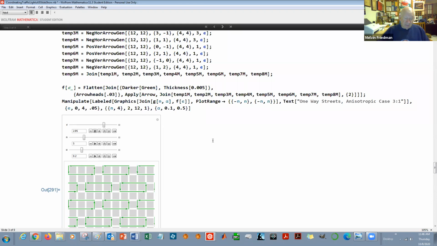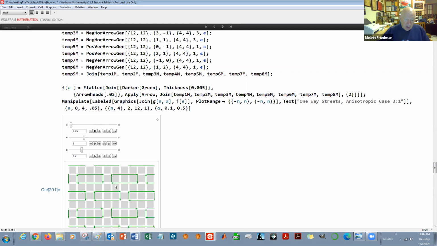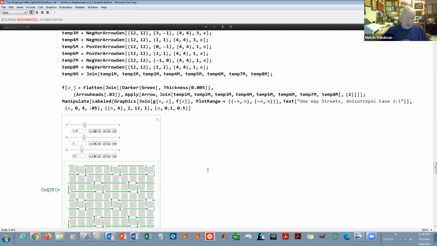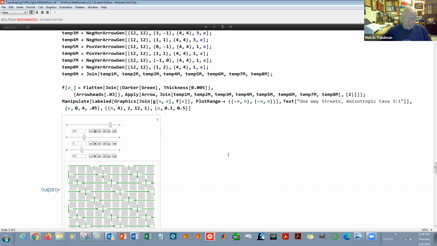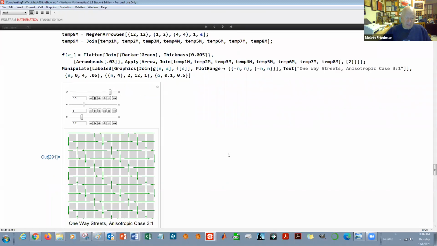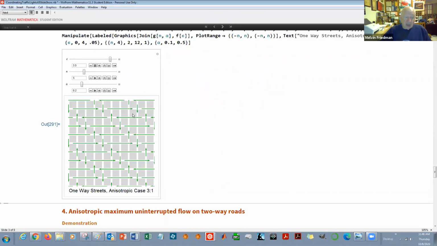And you see that this is anisotropic flow because the arrows in the east and western direction are much longer than the ones in the north-south direction. And essentially what that means is that the lights are green in the east-west direction for a longer period of time than they are in the north-south direction. Now, what I've done here is I've shown that you can have maximum anisotropic flow on a system of alternate one-way streets.